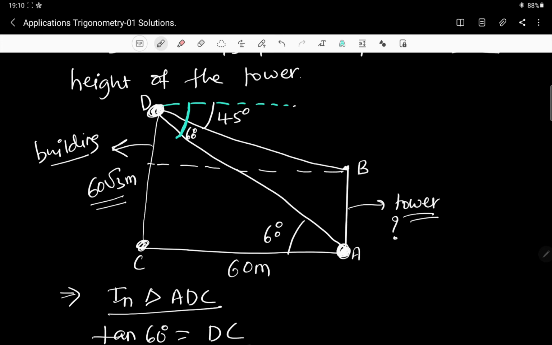This AC is there, no? A to C is 60 meters, so how about this B to, let me call this point E? How about BE? So this BE is also 60 meters or not? Try to understand, dear children. This is very important. Whatever BE is, it is going to be 60 meters. That is for sure.